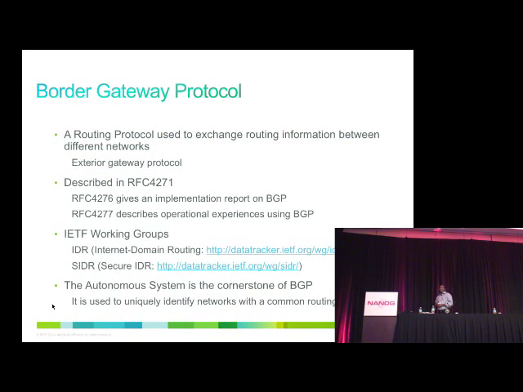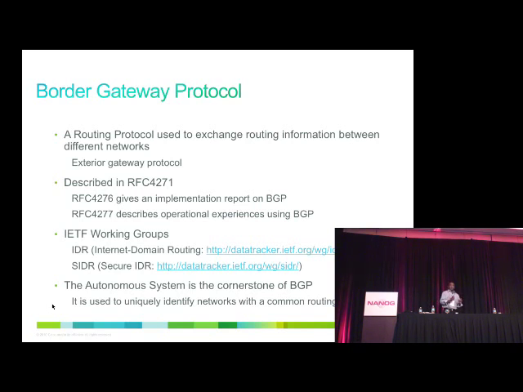So what's BGP? BGP is a routing protocol used for exchanging routes between different autonomous systems, although it can be used within just a single autonomous system. It's described in RFC 4271 and several related RFCs. The IETF working groups are Inter-Domain Routing and Secure IDR. So those are the two main working groups, and you have the links there in case you don't have those links.